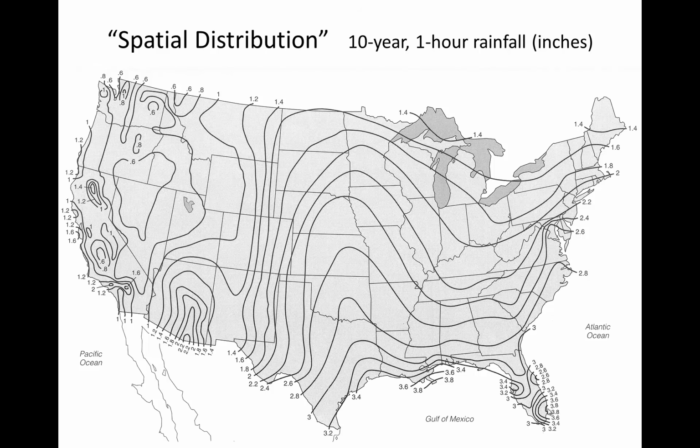Now the intensity is much lower in the western United States. A 1-hour storm may only drop 0.6 inches of rain in much of Nevada, for example. And so there's a broad distribution of rainfall depths and intensities across the United States.